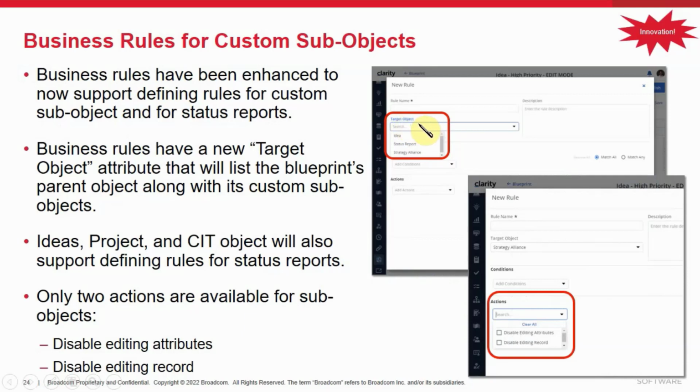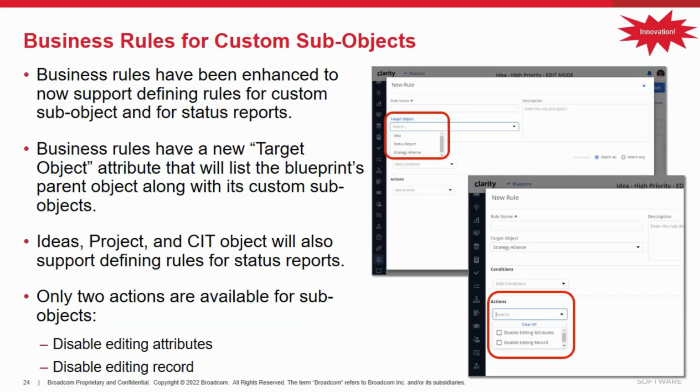Clicking on this field in my example, I will see the parent, which is idea, as well as any of its sub-objects. In my example, the idea object has two sub-objects, status report and strategy alliance. All three of these are listed. I can select one of them, and based on which one I select, the actions that can be performed against it will be available to me. We will support this for ideas, projects, and custom investment types, as well as custom objects.